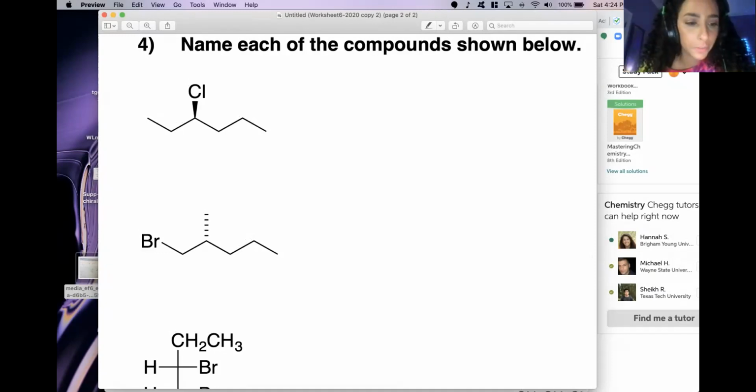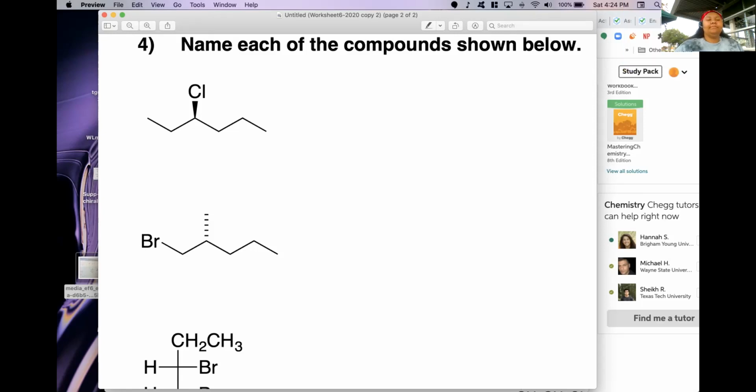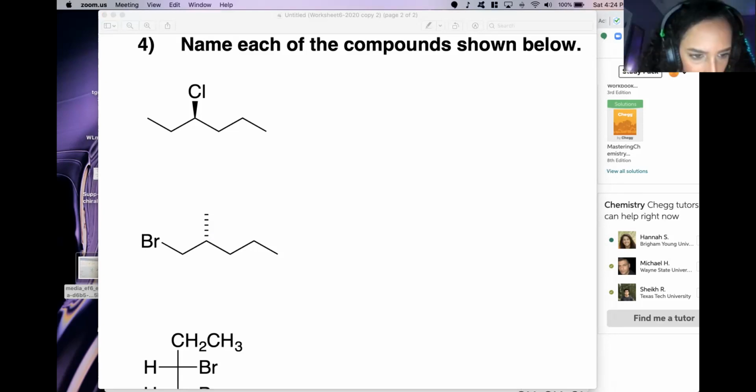Let's see. 1, 2, 3, 4, 5, pentane. We're gonna start this way. So 1-bromo, 3-methyl. Are we good with that? Okay. I don't have the answer sheet to verify myself, so I'm just gonna have to check later. Or let's do this one first. I don't want to pull it up and look at the answers. Let's do it and then I'll pull it up.